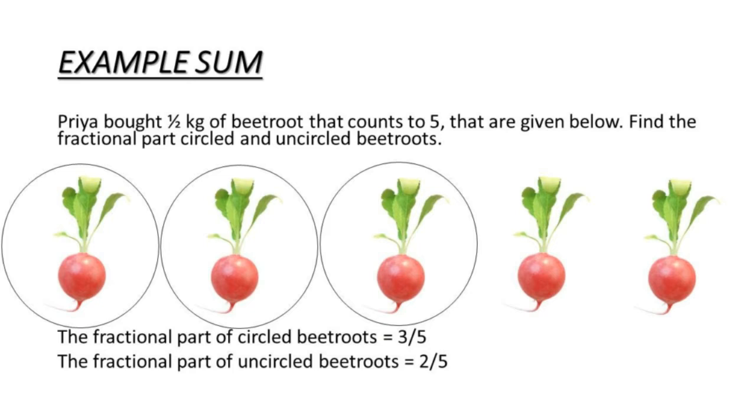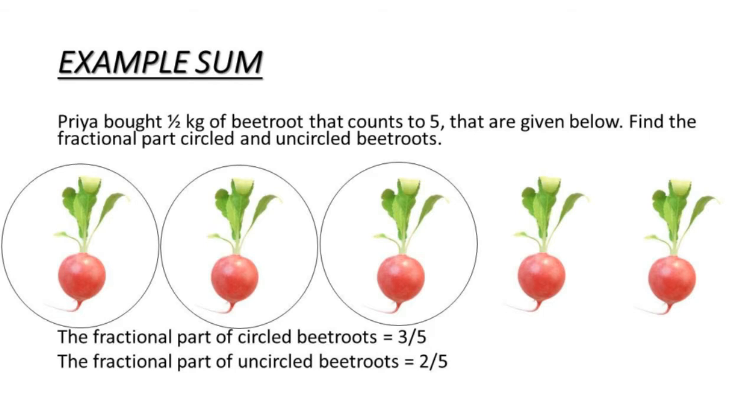Next we are going to see some example sums. Priya bought half kg of beetroot that counts to 5, as given below. Find the fractional part of circled and uncircled beetroots. See, there is half kg of beetroot, that is 5 beetroots. Now we are going to write the circled part. The fractional part of circled beetroot is 3 beetroots circled out of 5 beetroots. So we write 3 by 5.